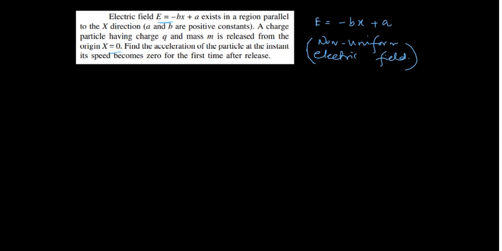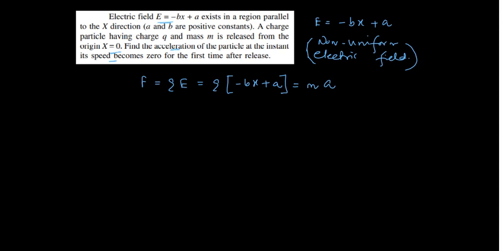Firstly, what we will see here is that the force acting on the charged particle can be written as q into E. So can I write q into E, meaning minus of (Bx plus A)? This is equal to mass into acceleration, right? And you have to figure out the acceleration of it when the speed becomes 0. So we have to figure out the position x value where the speed becomes 0.